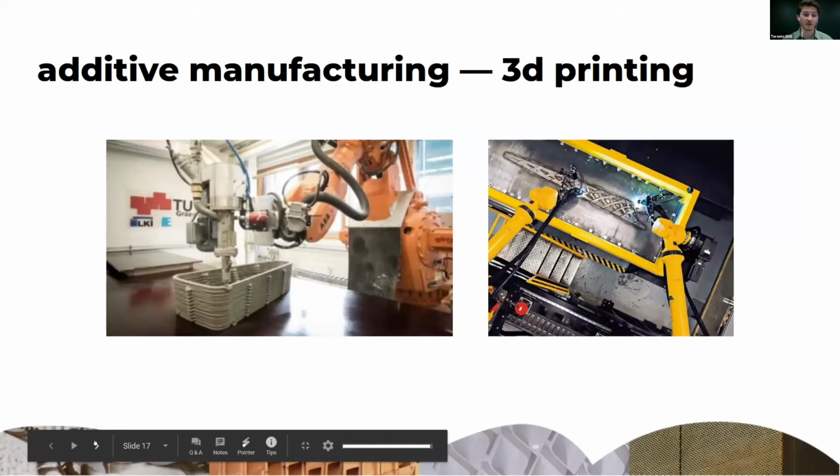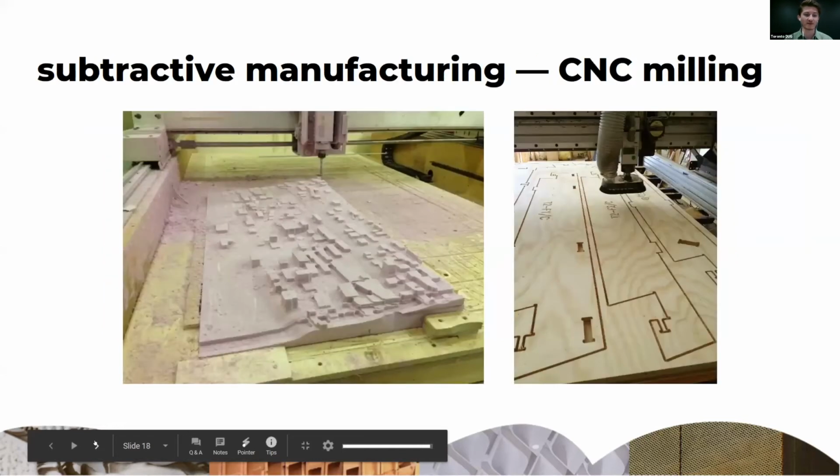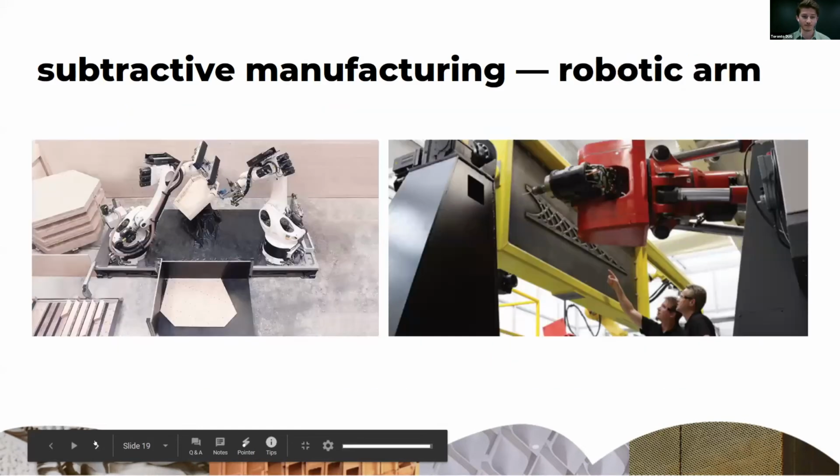That is often called 3D printing and refers to processes where materials are deposited layer by layer. And materials can vary. It could be concrete, it could be steel, or some other more sophisticated materials. And then we have subtractive manufacturing. That refers to processes where objects are constructed by successively cutting material from a solid block.